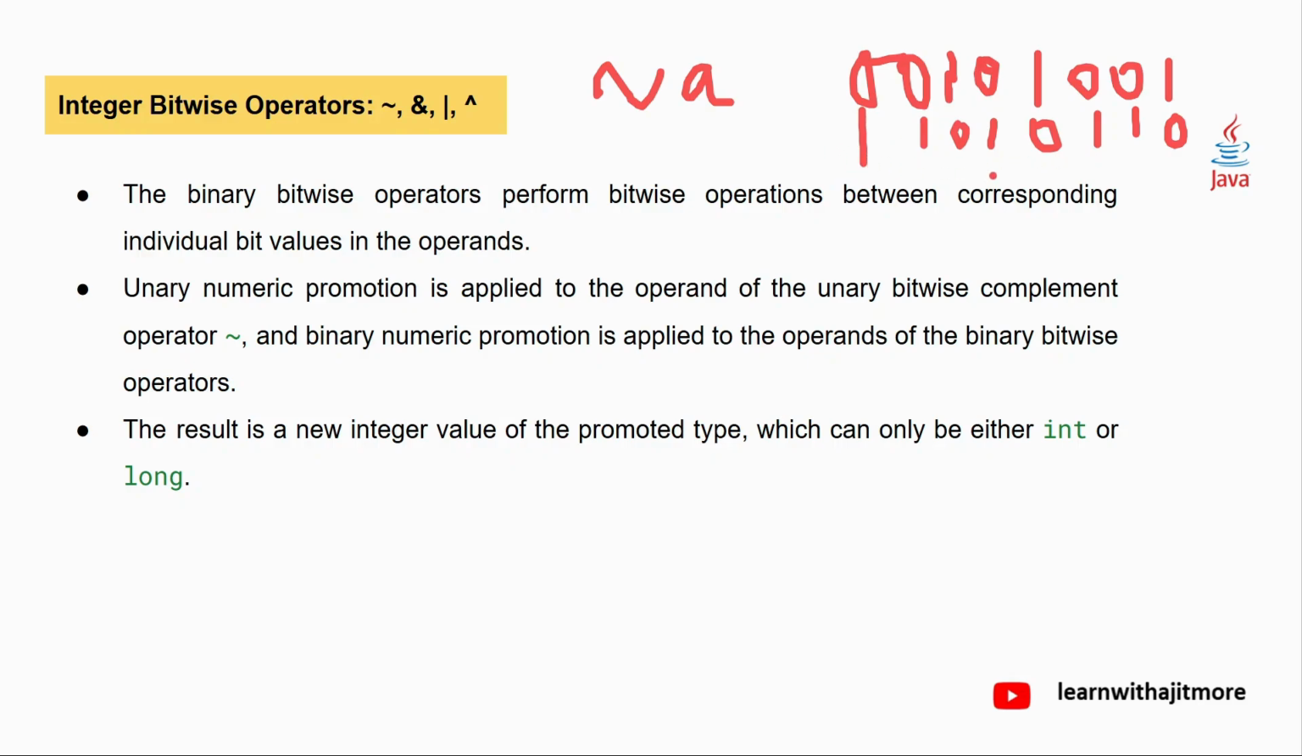If the sign bit is 1, first you'll take the 2's complement, then find the decimal with a minus sign. Instead of that, there is a very short shortcut way. Tilde of A is always minus of (A plus 1).